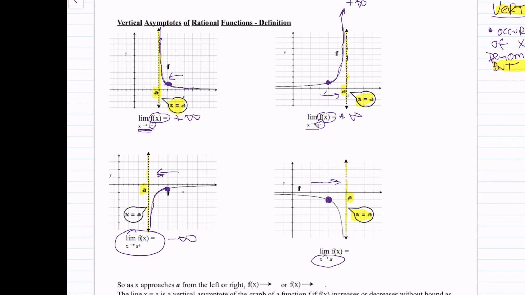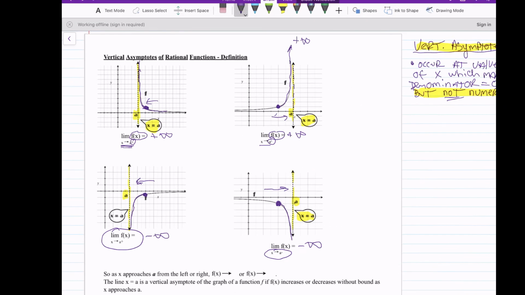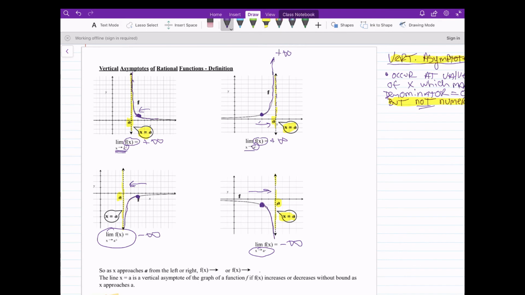But as we go towards it, we're actually going downwards, and we're going to keep going downwards, and we're going to approach negative infinity. Okay? So that's basically what happens with vertical asymptotes. The graph is going to approach some value that it can't actually equal, and it's going to wind up going to positive infinity or negative infinity. And that's really all we're saying here.